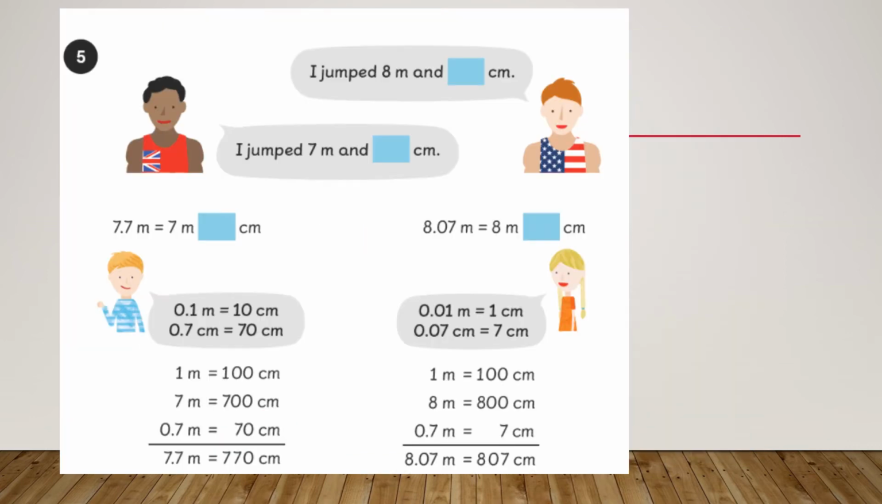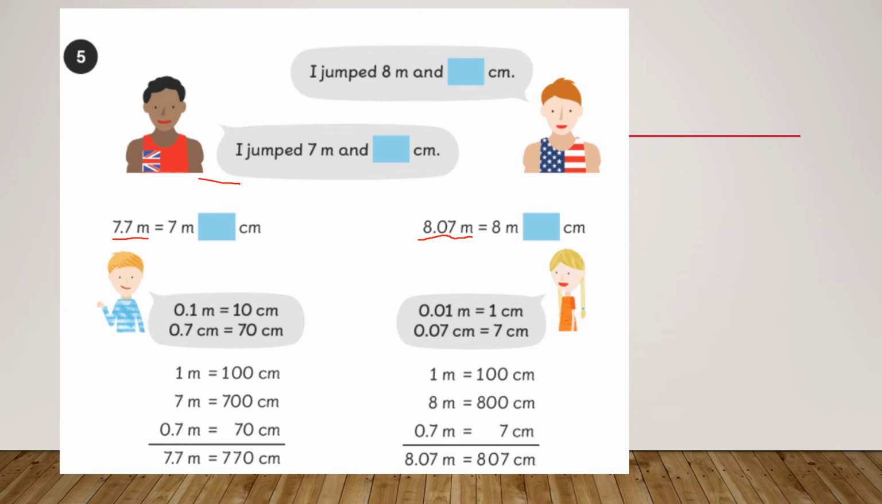So this is the final type of problem that you're going to face. This guy says that I jumped 8 metres and something centimetres, and you can see below it's 8.07 metres. And this guy here said that he jumped 7 metres and something centimetres, and he jumped 7.7 metres. And what we've got to do is try and work out how many centimetres there are as well as the metres. So below is the explanation of how to do it.